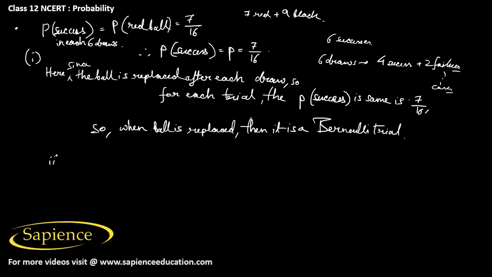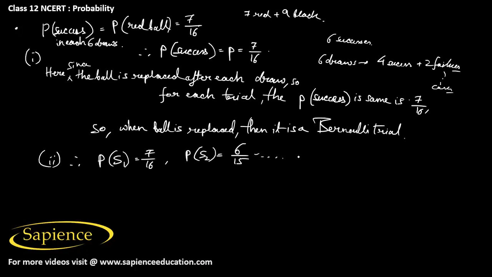But in the second case, the ball is not replaced. Therefore, the probability of getting success in the first draw is 7/16. But for getting success in the second draw, the probability would be 6/15, since the ball is not replaced, so 15 balls will be remaining, and out of that, six red balls would be there.